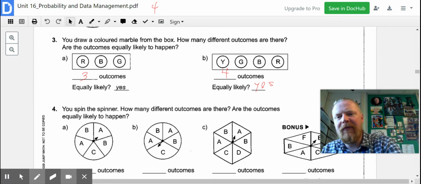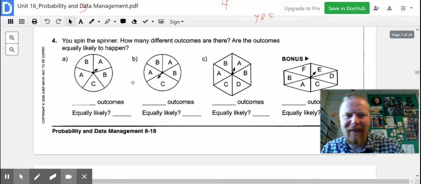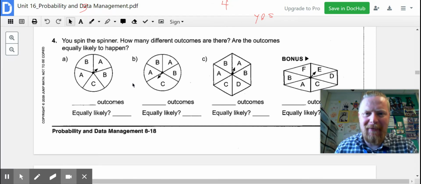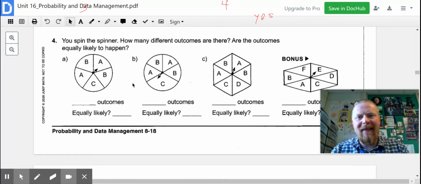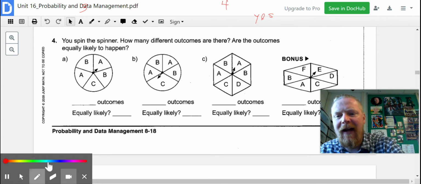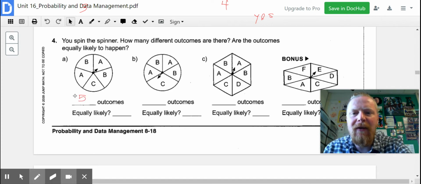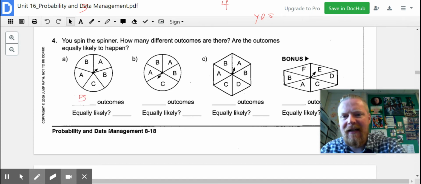Let's check out number 4. Again, I really like games, so you could probably tell I'm excited here. You spin the spinner. How many different outcomes are there? Are the outcomes equally likely to happen? In this one here, there's 5 different zones, so there's 5 possible outcomes. Are they equally likely? Yes. Yes, they are equally likely.